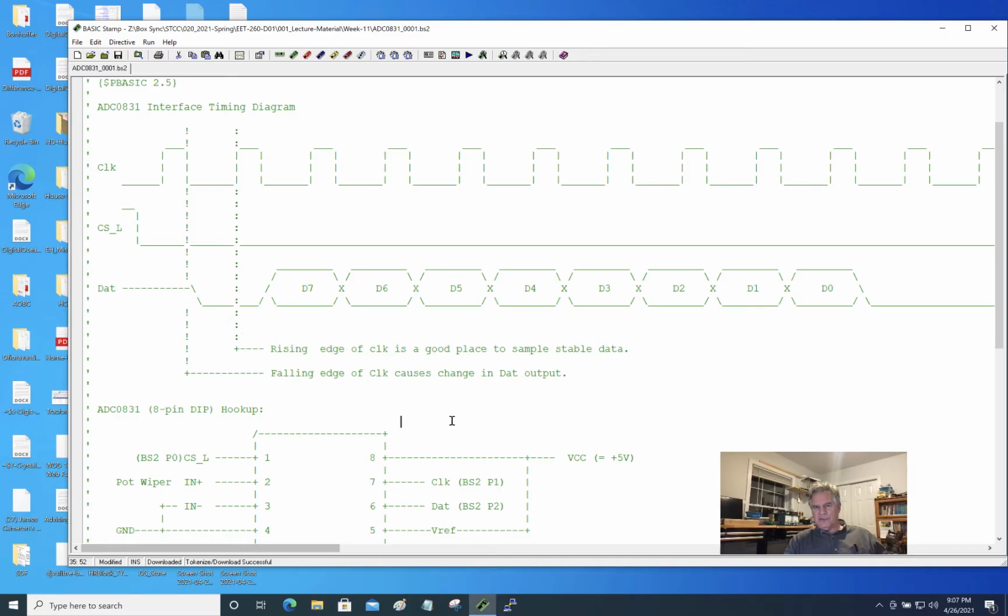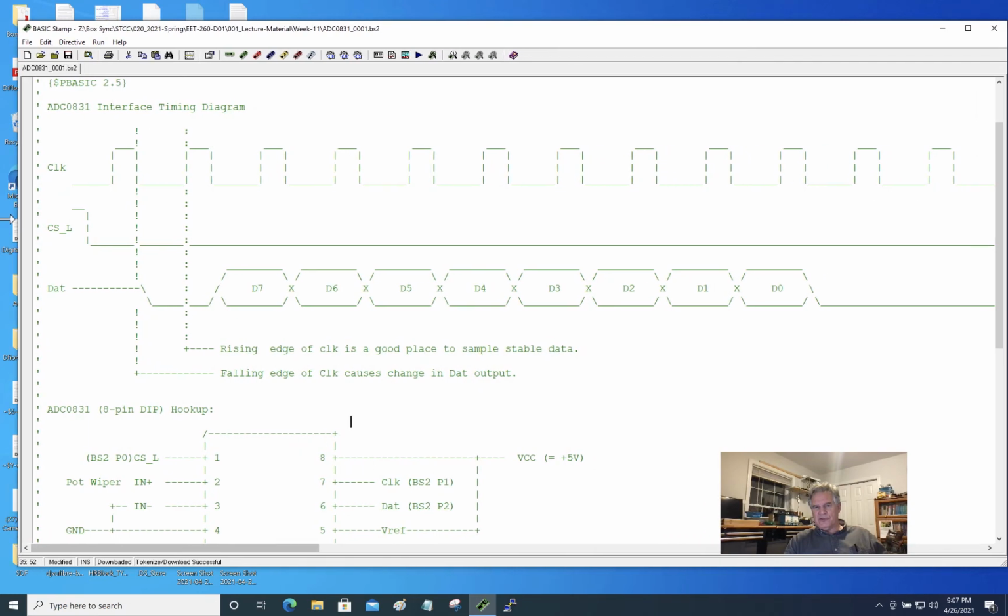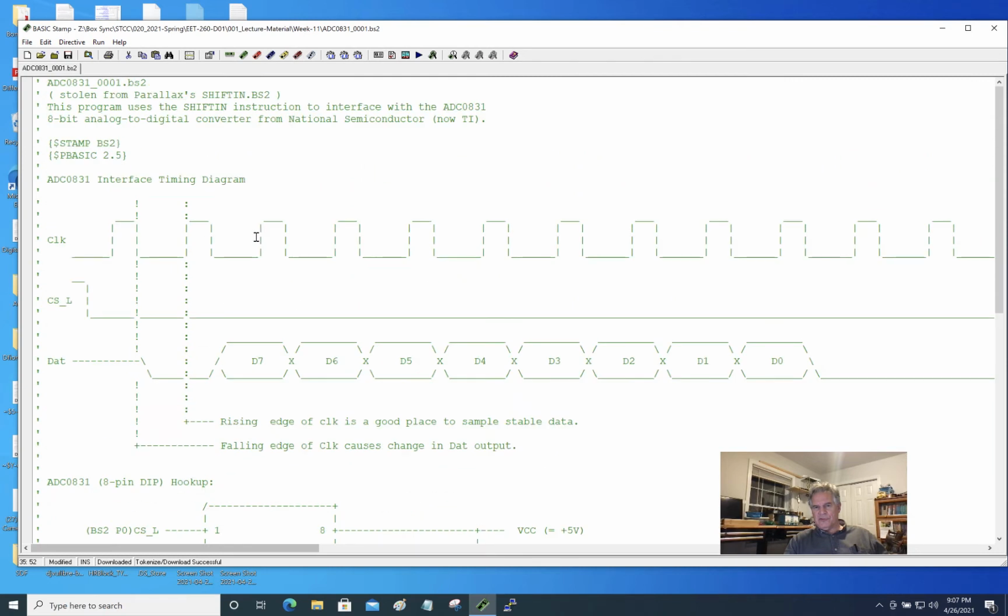I'm going to go over to the Windows side here. Here we go. And now I've gone out of my way to make a very confusing diagram here. This is the PBASIC editor, and so I created a program ADC0831 under 0001.bs2, and really the program is, I just stole the Parallax program for talking to an ADC0831.